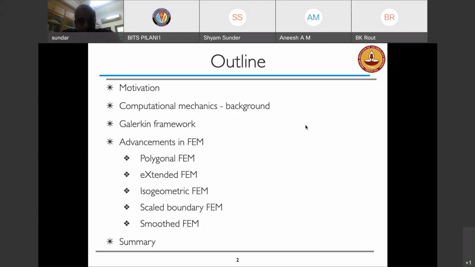So one thing that you might think is, why do we have so many different methods? I believe by the end of this talk, you will understand that although we have many variations or advancements in the finite element method, they all can come under the big umbrella called the Galerkin finite element framework. So all these are not completely different from finite elements. They still work with the same idea of what Galerkin proposed, except that they add additional features to the conventional finite element method.